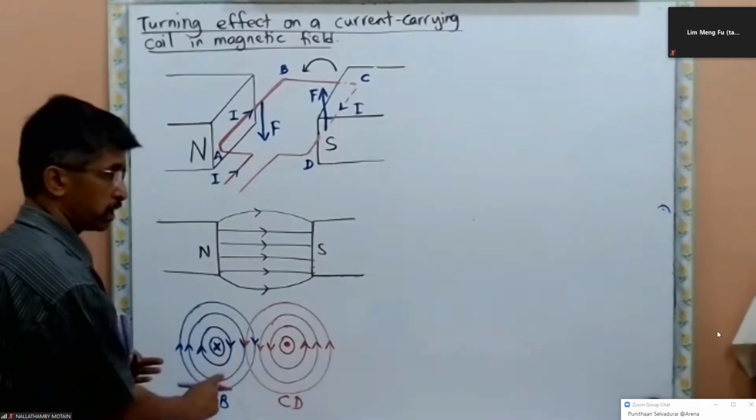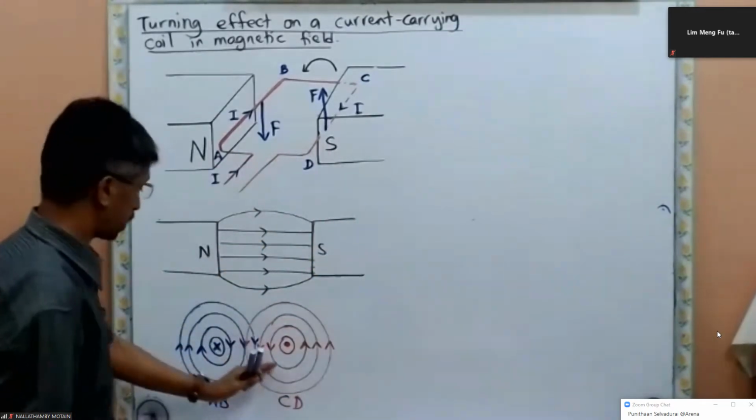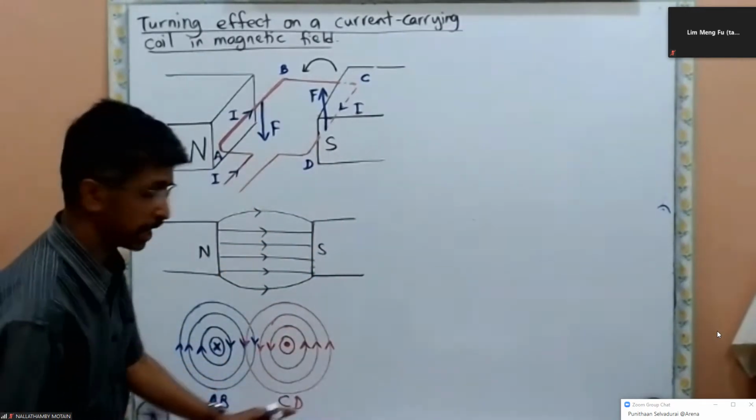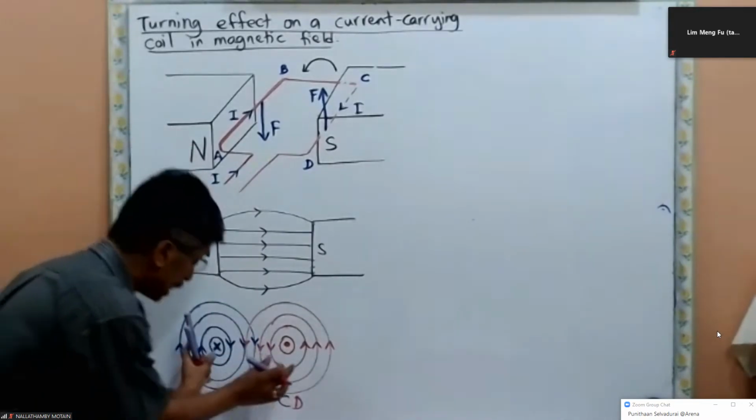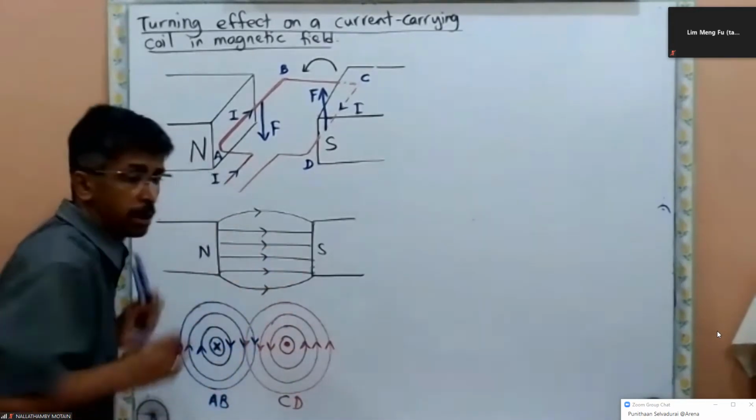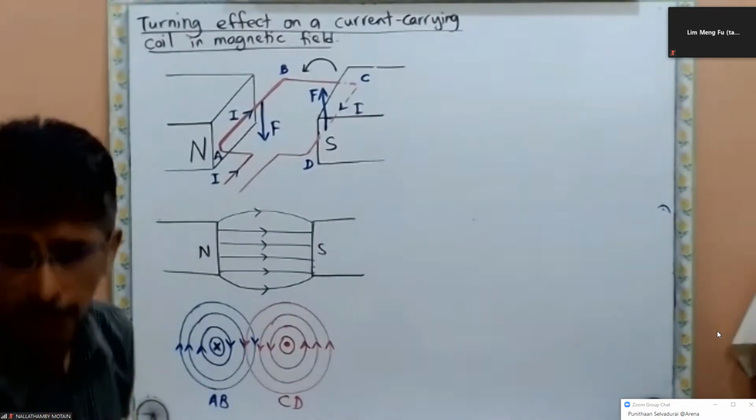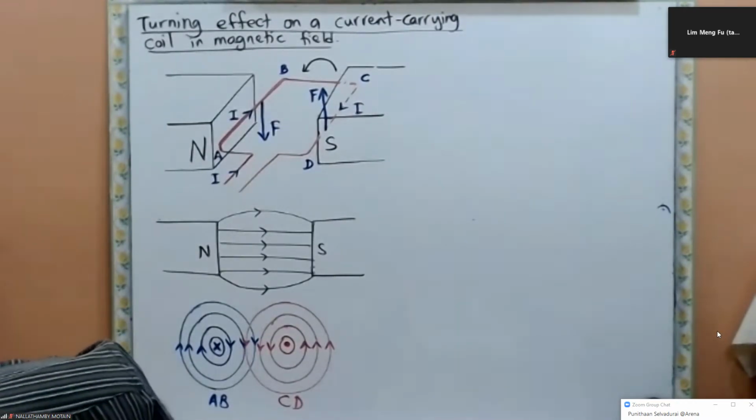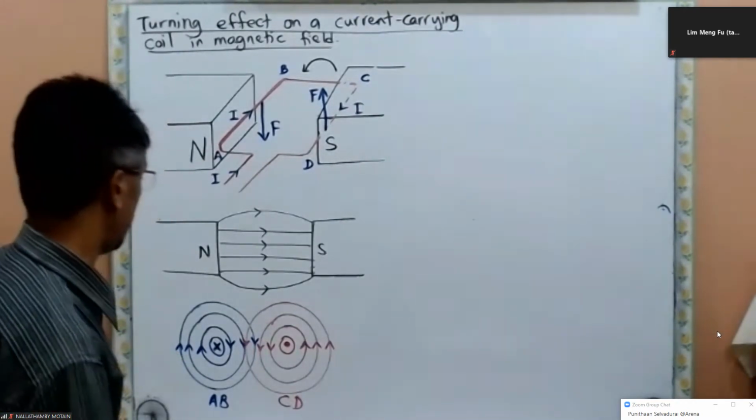Now you can see this coil, on the left hand side, the magnetic field surrounding the conductor is in the clockwise direction. On the right hand side, the magnetic field is in the anti-clockwise direction. But the problem is these two fields are in the magnetic field of the permanent magnet.